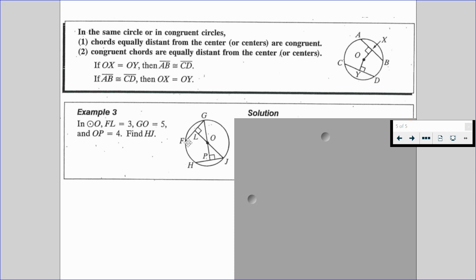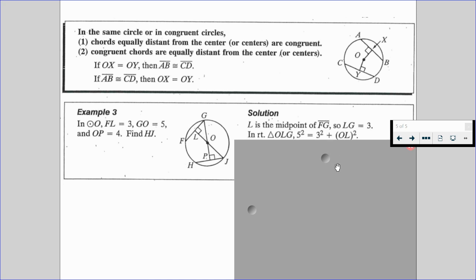In the middle of your screen, you were given a diagram. On the left-hand side, it depicts that in circle O, the length of FL is going to be equal to 3. The length of GO is going to be equal to 5. The length of OP is going to be equal to 4. We are asked to find the length of HJ. So we know that L is going to be the midpoint of segment FG. So LG is going to be equal to 3. We have it cutting through, and it's going to be perpendicular to that chord FG.